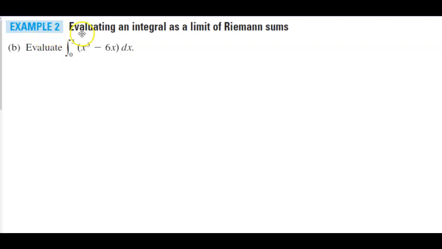Example 2, evaluating an integral as a limit of Riemann sums, part B. We want to evaluate the integral from 0 to 3 of x cubed minus 6x dx.